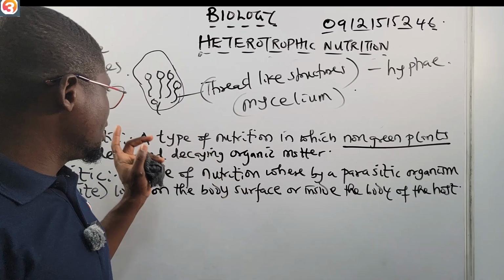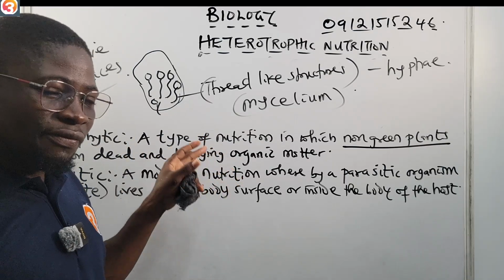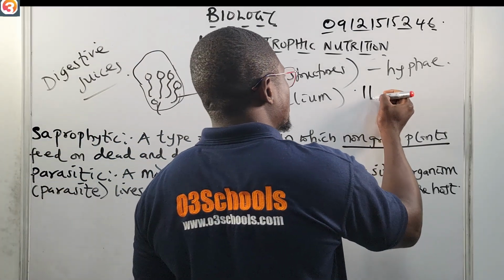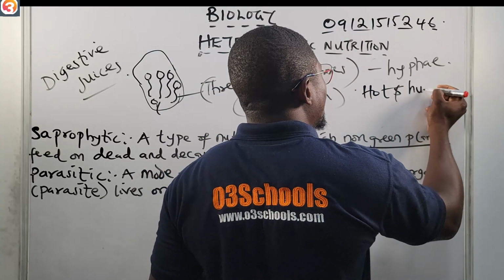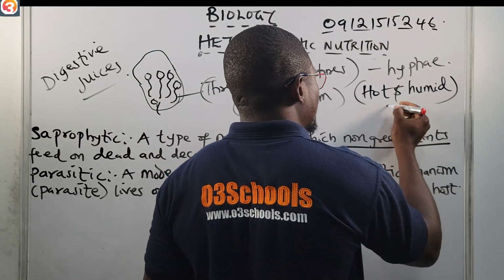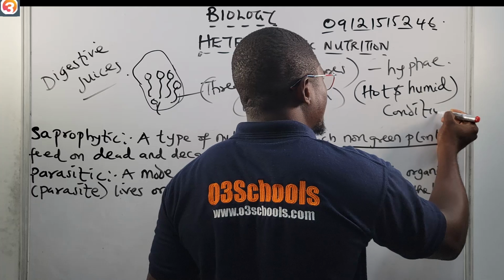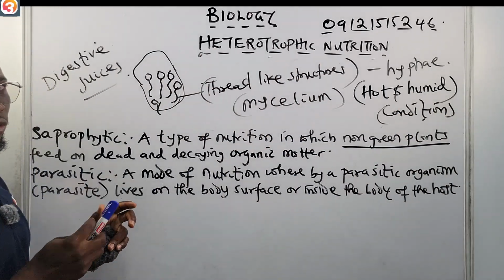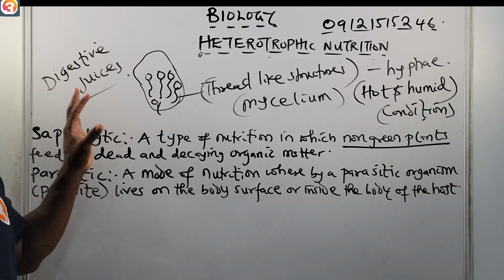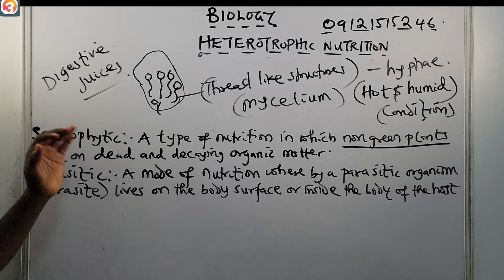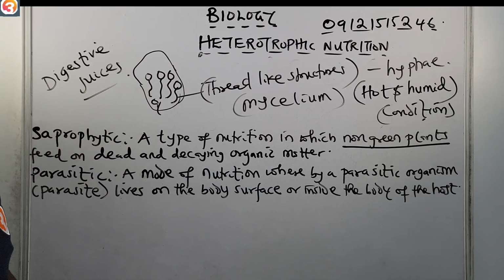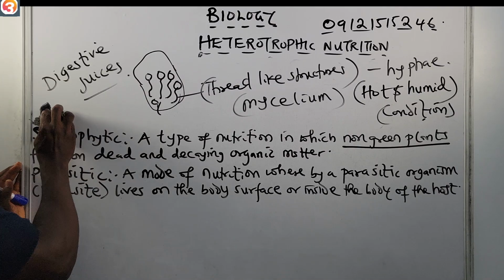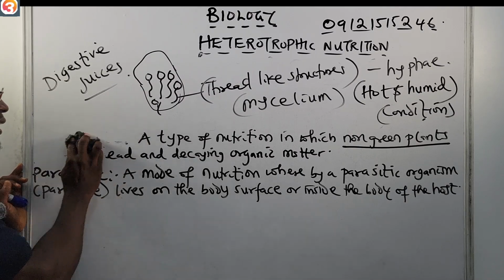And basically, it's very good and important to also know that these saprotrophs, the organisms that exhibit saprophytic nutrition, usually grow in hot and humid conditions. In hot and humid conditions. Please take note of that. It's very necessary. If it's not important, I would have told you so. So that is the saprophytic mode of nutrition, a type of nutrition in which non-green plants feed on dead and decaying organic matter.